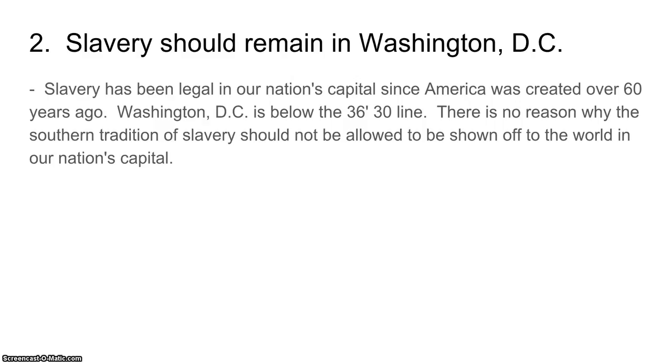It also happens to be below 36°30′, and there's just no reason why our way of life and our tradition should not be allowed to be shown off to the world. Yeah, you might be embarrassed by slavery, but we're not. It's our way of life. This is the way it's always been. Why should we have to give up anything on Washington, D.C.?